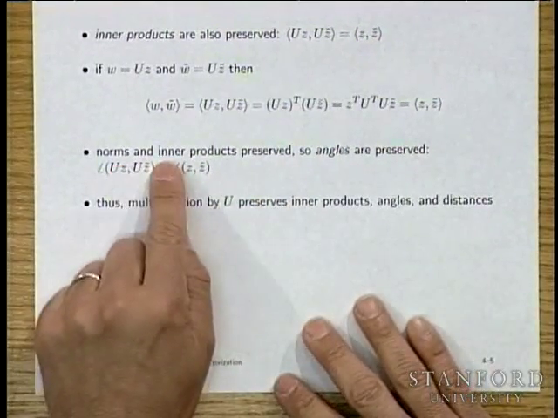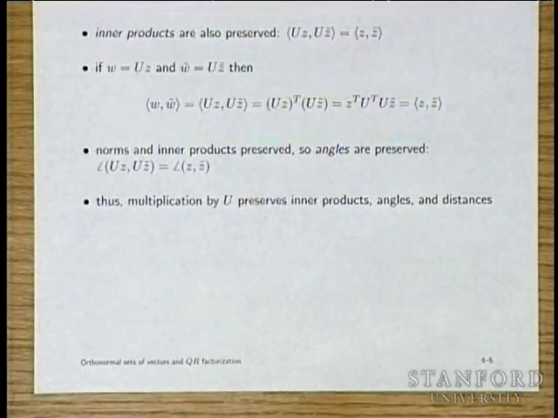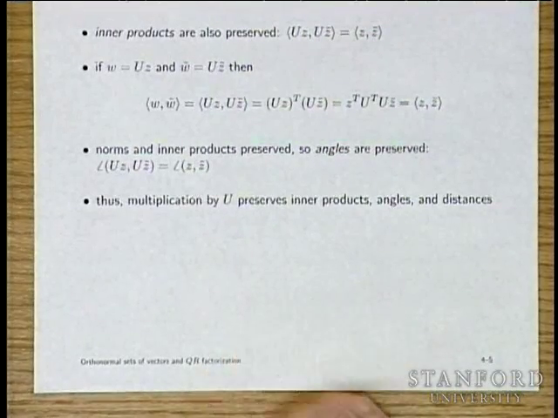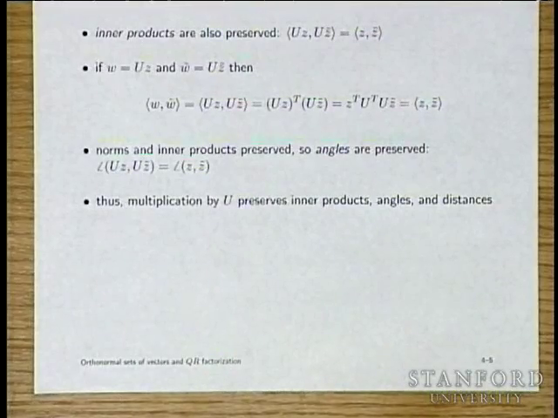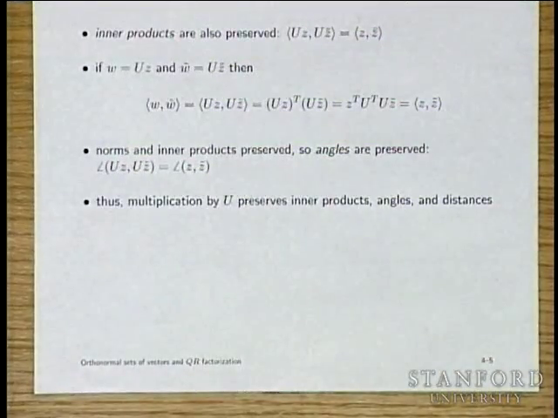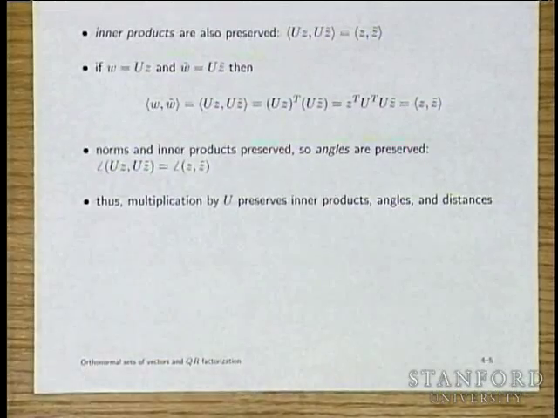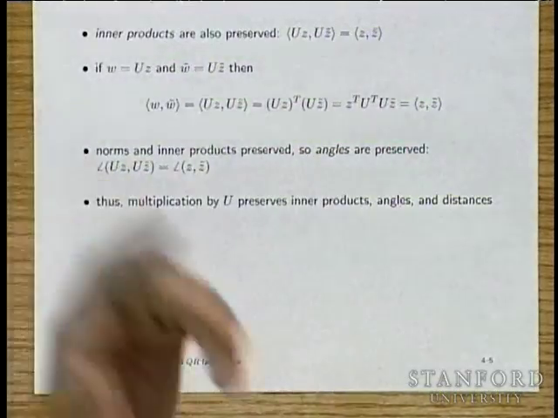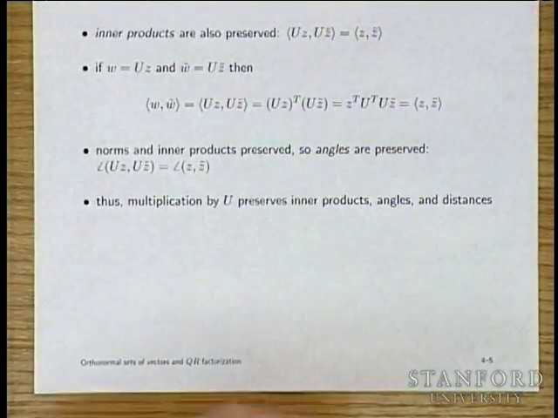Now because norms and inner products are preserved, that means angles are preserved. In other words, if two vectors have an angle of 15 degrees, then when you multiply them by this matrix U, their images will also have an angle of 15 degrees. It means, for example, orthogonality is preserved. Having a positive inner product, that means acute angles map to acute angles, and so on.